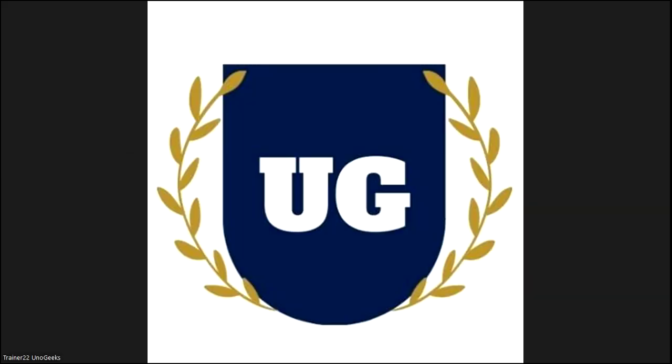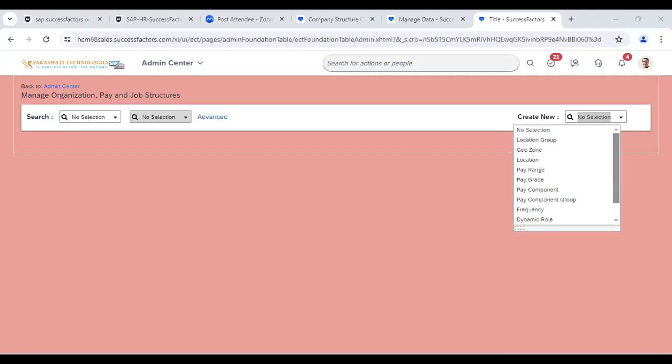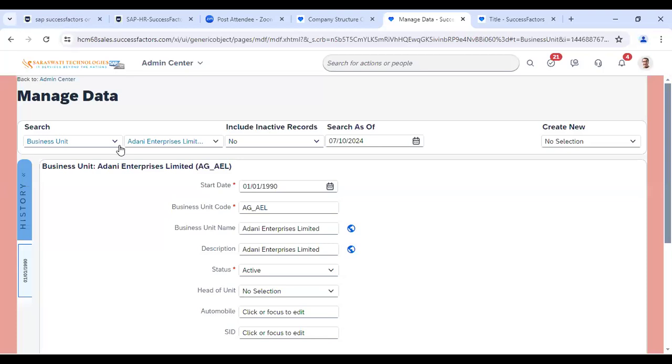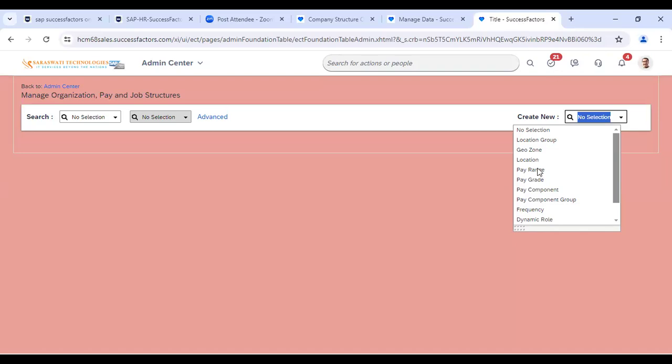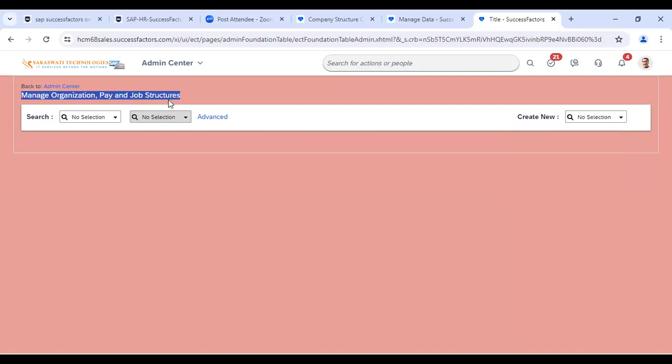Okay, so I'll explain it to you again, no problem in that. I'm just sharing my screen. You can see here the managed data. This has all the org structure related fields. But some of the fields are here also, like location and pay component, the pay structure part and location part. So these are the legacy data.